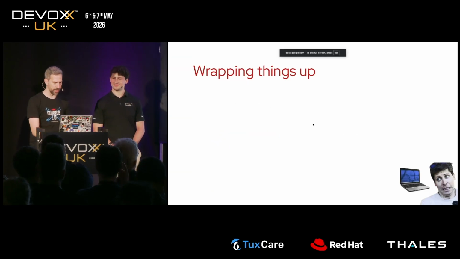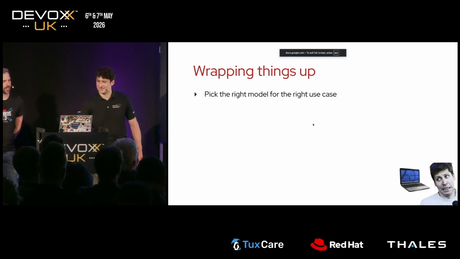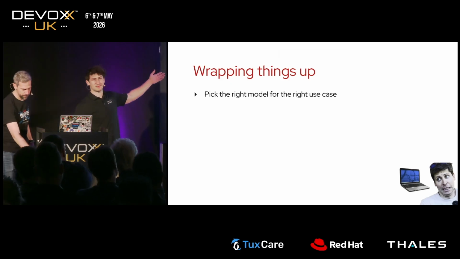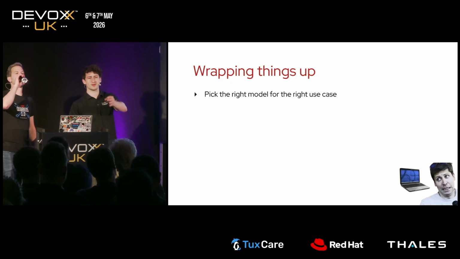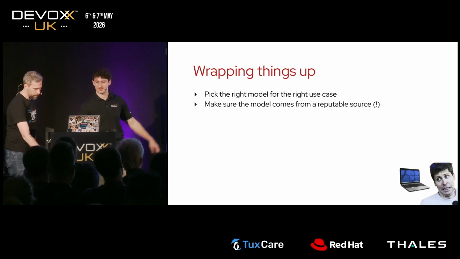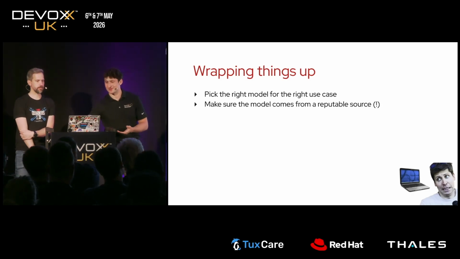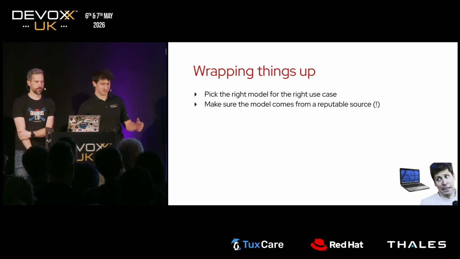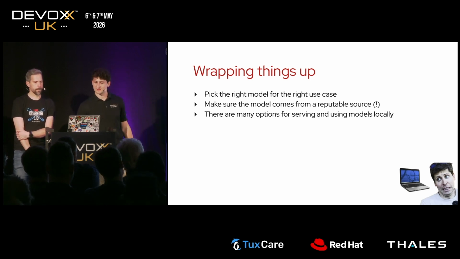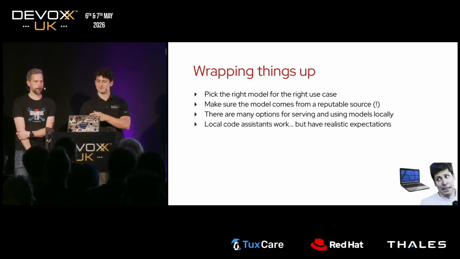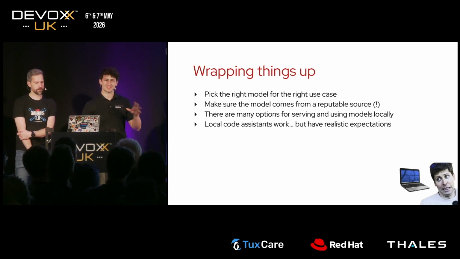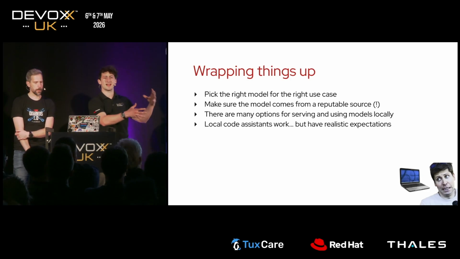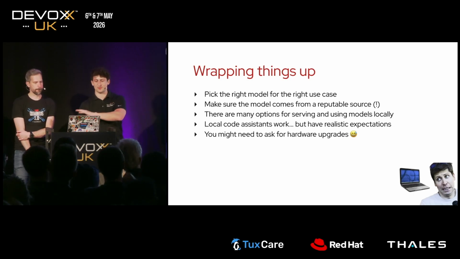So wrapping it up, I guess. Well, first off, thank you guys for being here. Remember to pick the right model for the right use case, whether it's for coding or whether it's just for pulling from an MCP server. Very important, make sure it comes from a reputable source. We recommend Hugging Face. If you look up Red Hat on Hugging Face, we publish most of the models and compress them for you. There's tons of options out there, from Ollama to LM Studio, and they work, but have those realistic expectations that it's not a frontier model, and there are some use cases for frontier models, like designing a spec, and some use cases for local models.